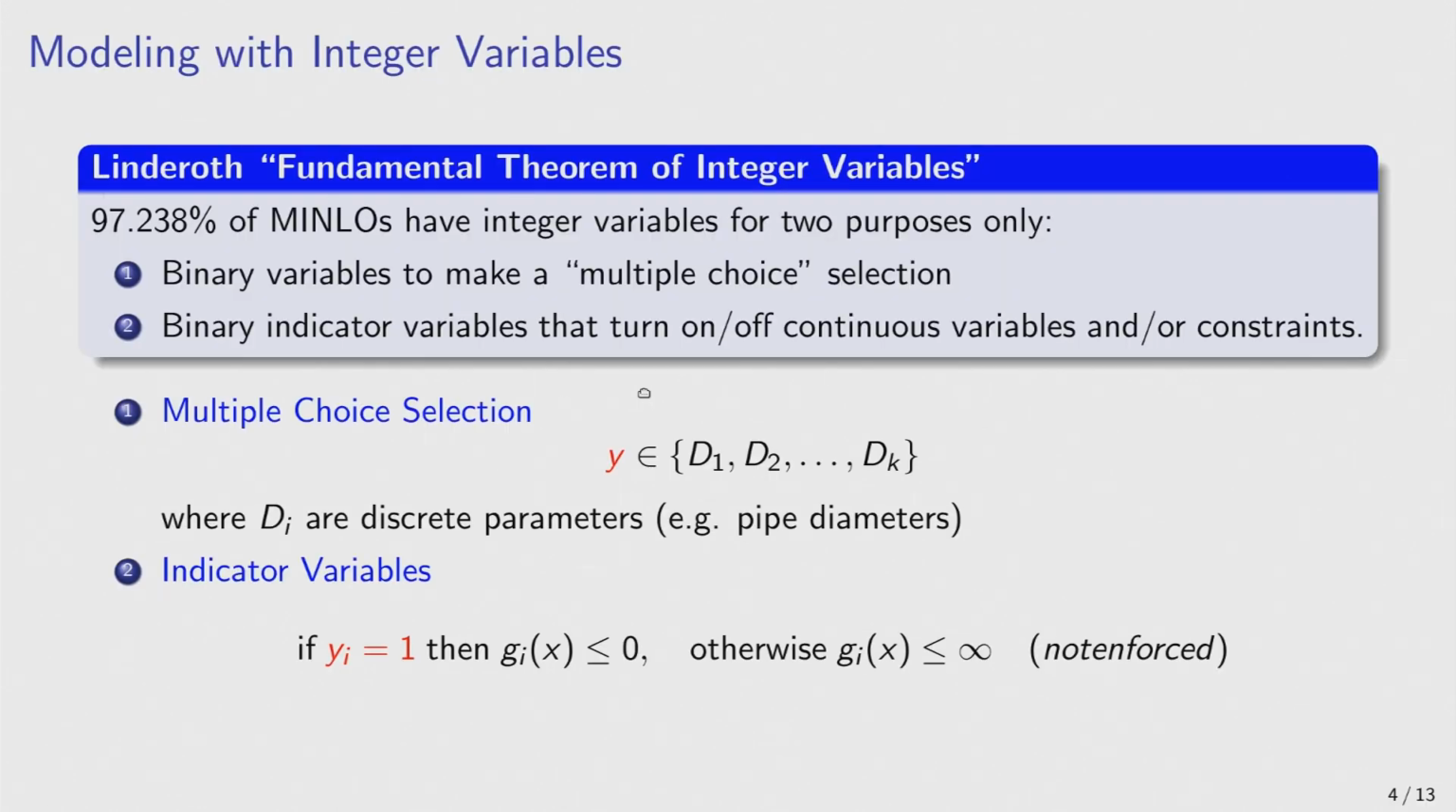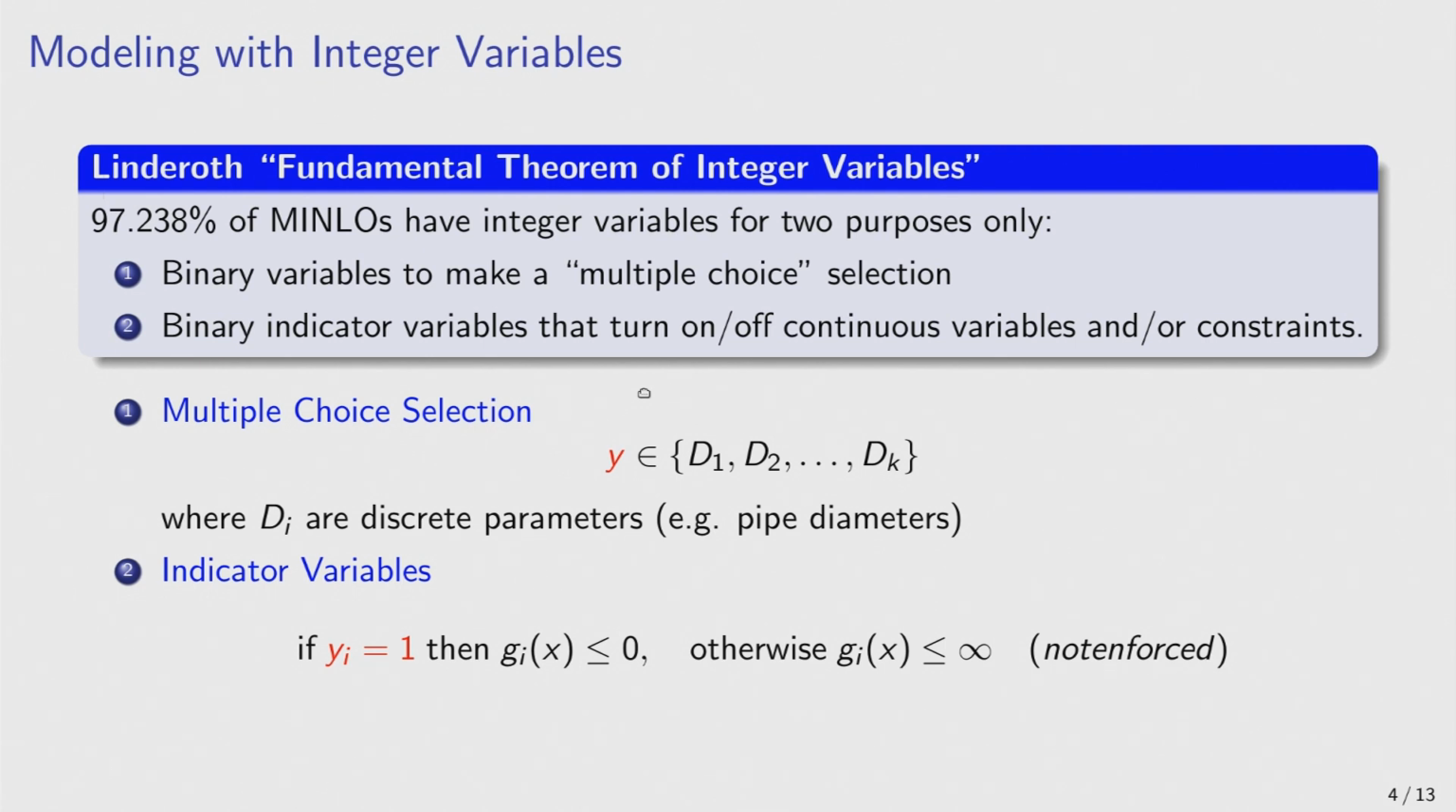Okay, so here's a theorem from Jeff Linderoth, who is a great mixed integer nonlinear optimizer. He solved more mixed integer nonlinear programming problems than anybody else in the world, and he says that 97.238% of all MINLOs have integer variables for two purposes only, namely to make multiple choices or to use them as indicators to turn on and off continuous variables or constraints. And so you should take this with a grain of salt. Of course, we haven't looked at every single mixed integer nonlinear optimization problem.